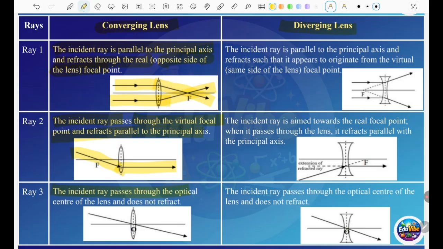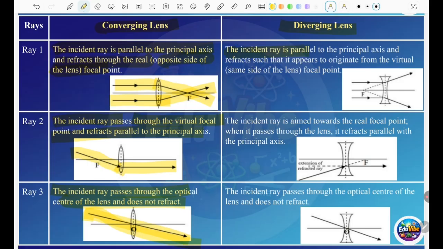An incident ray that passes through the optical center of the lens does not reflect. They go straight like this. They don't go back like at the center of curvature. They go over there and do not reflect; they just pass through, making two lines connected to each other to form the image. So that's the help for this. Ray 3 is very useful in this topic.